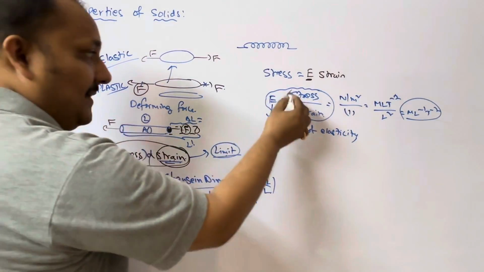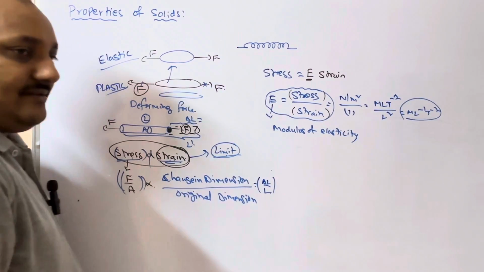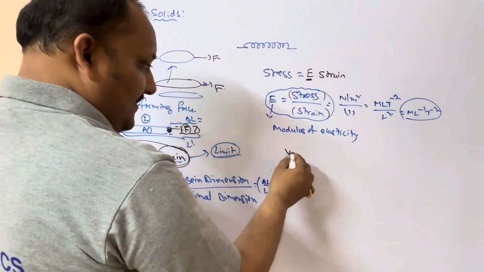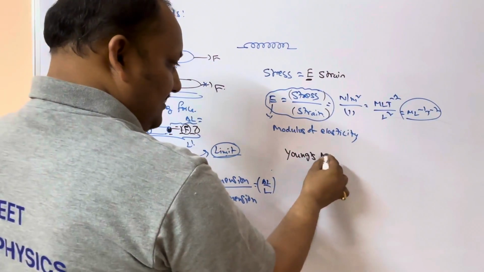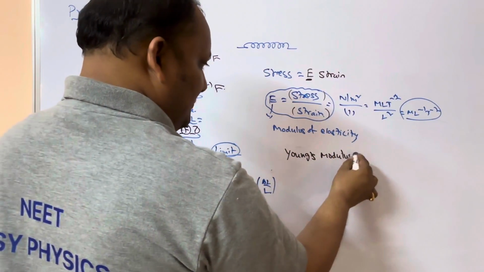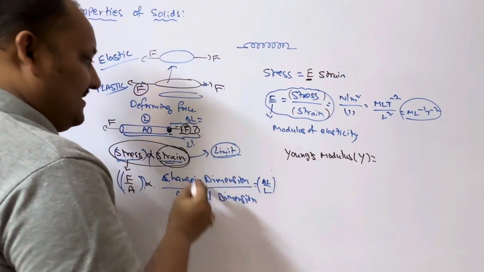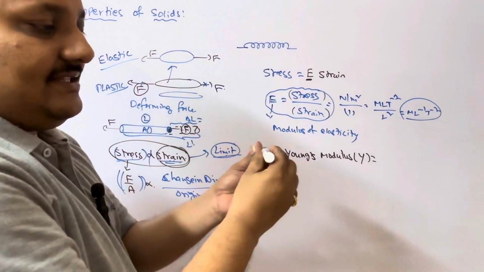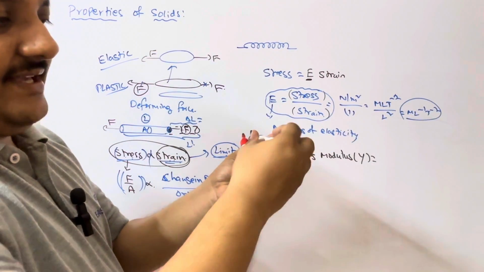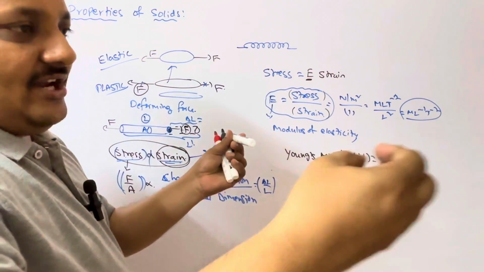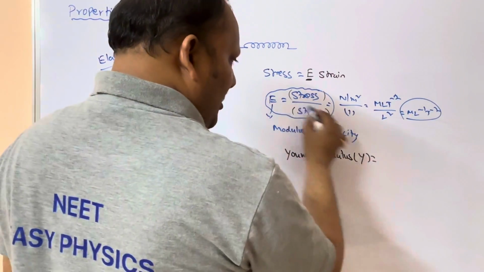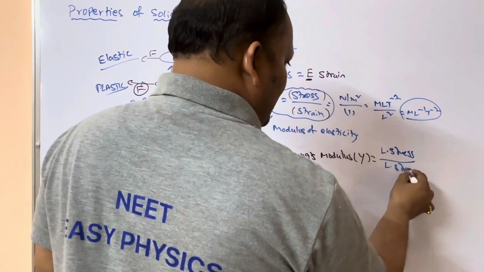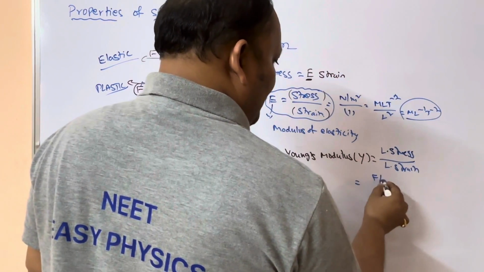Depending on the applied stress and strain, we are going to get three types of modulus of elasticity. The first one is Young's modulus. So what does Young's modulus mean? Longitudinal stress: you are applying force on this area of the wire like this. This is the area. If you are applying force on this area, then it is going to be elongated. So longitudinal stress by longitudinal strain, F by A by.